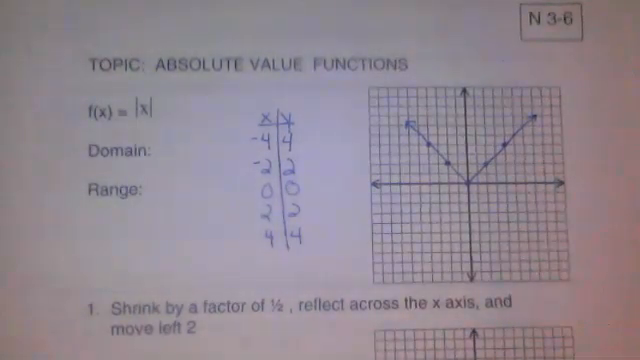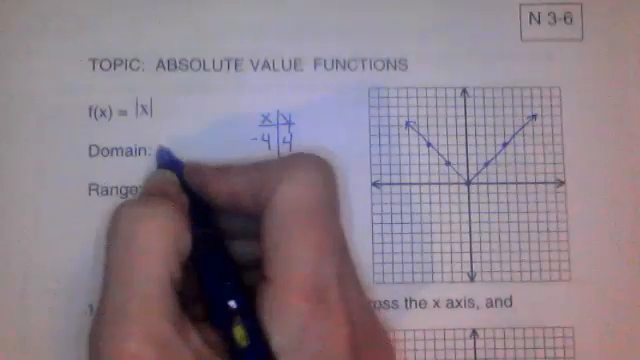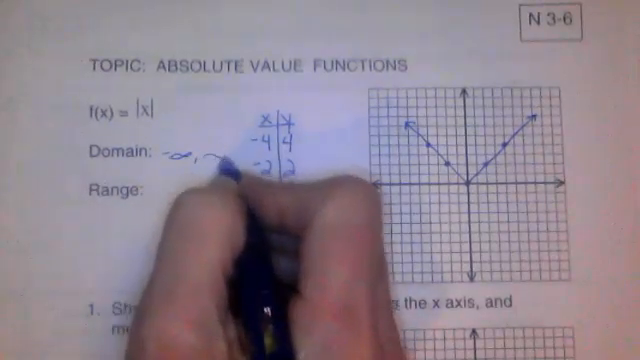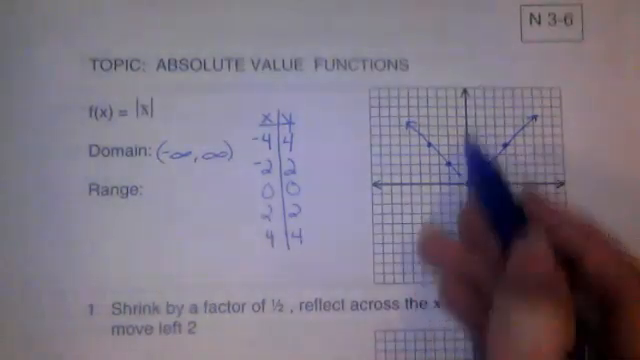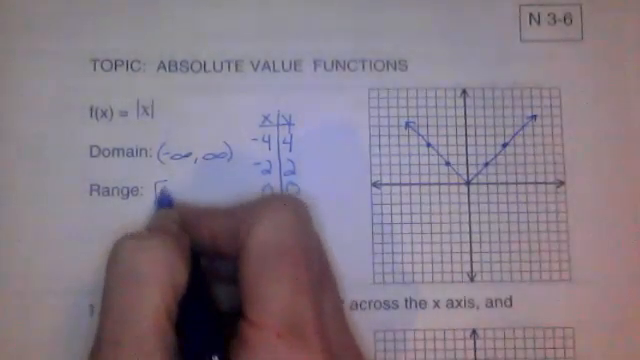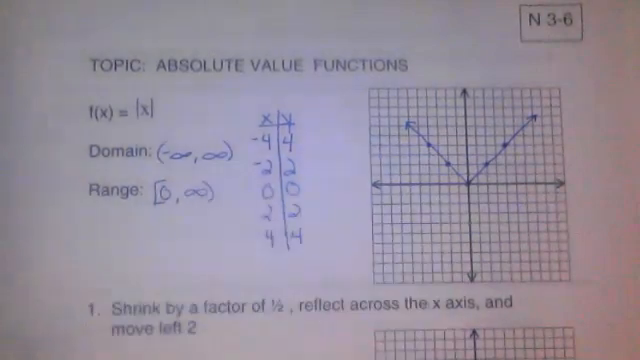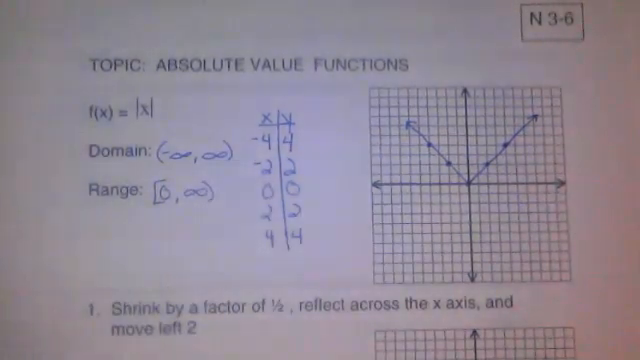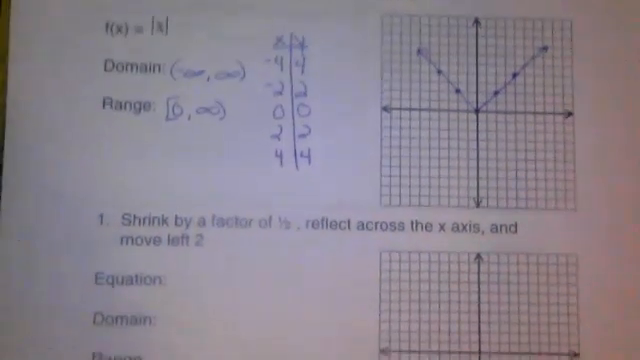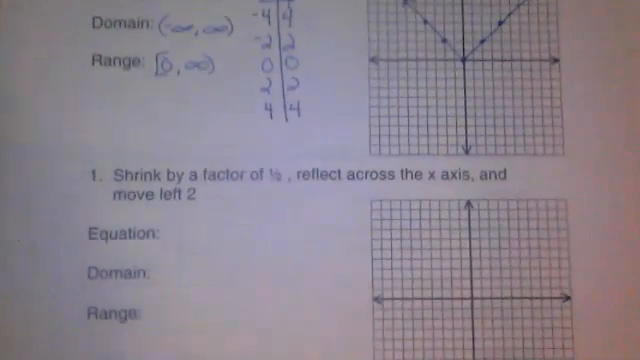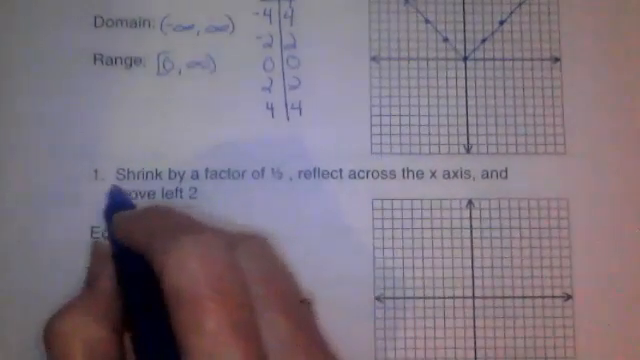All right. And so, as we can see, the domain is going to be continuous, all real numbers, or -infinity to infinity. And our range is going to start at 0 and go up, so 0 to infinity. And we're going to do all of the same changes that we did to our other parent functions in our last lesson.